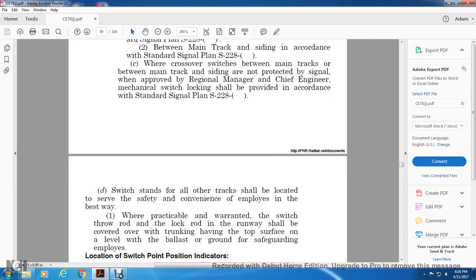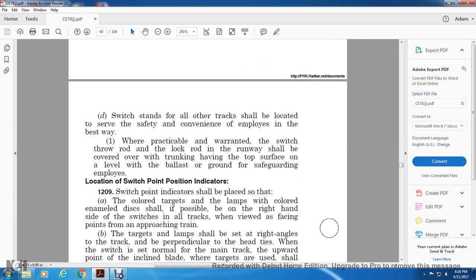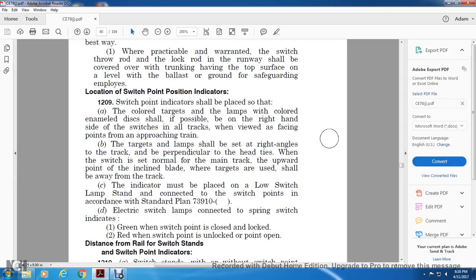Switch stands for all tracks shall be located to serve safety and convenience of the employees in the best way. Where practical and warranted, the switch throw route and the lock route and the running with the switch shall be covered with the trunk having the top surface level with the ballast ground, safeguarding the employee.